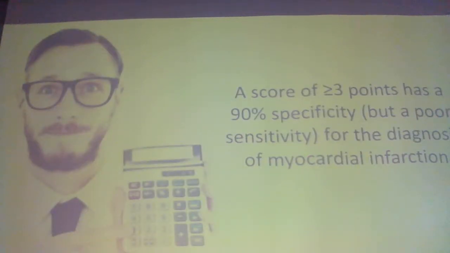So having looked for evidence of these 3 different Scarbossa criteria, we add up the total number of points scored. And if the patient has a score of at least 3 points, this indicates a 90% specificity but a poor sensitivity for a diagnosis of myocardial infarction. In other words, the Scarbossa criteria are good for ruling in a myocardial infarction because of their high specificity, but are not so good at ruling out myocardial infarction.